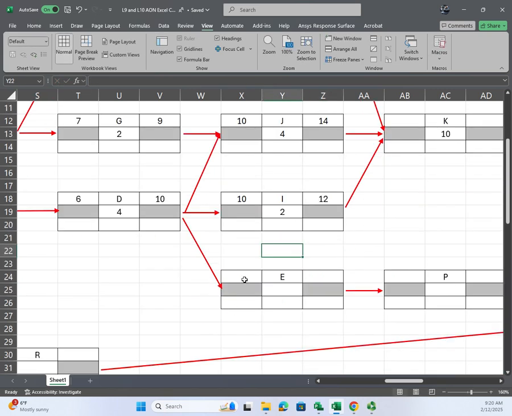Okay, as long as we're down here, let's put in E. So it's 10. What's the duration on E? 6. By the way, if I'm not mistaken, this whole thing was in days. So it makes these numbers look really wonky.